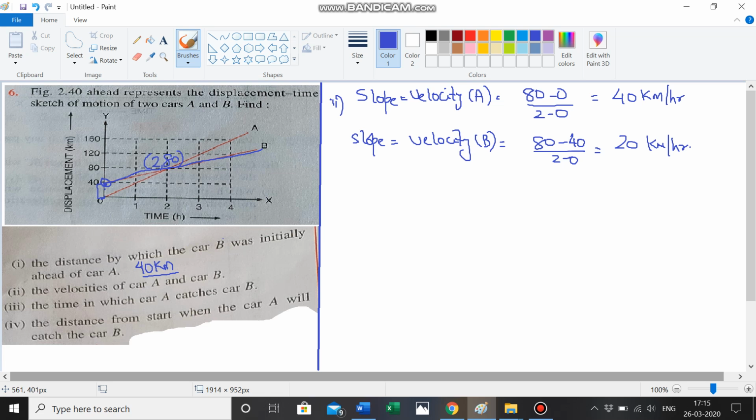Part 2, the time in which car A catches car B. This is the time when they catch up, which is 2 hours. The distance from start when car A will catch car B. This is the distance from start, and when do they catch? At 80. So the answer is 80 kilometer.